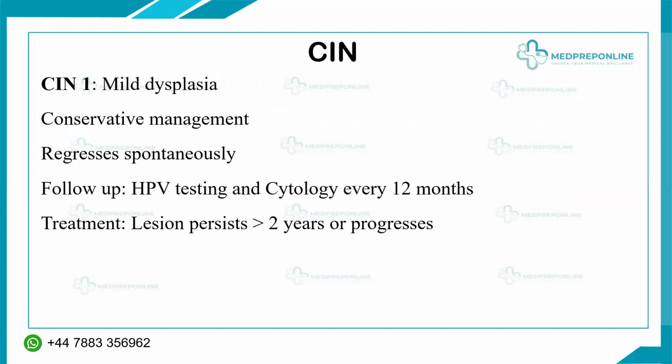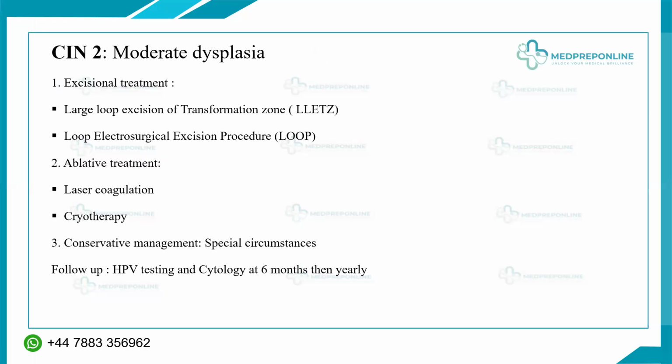But you have to follow up the patient by doing both a high-risk HPV testing as well as cytology every 12 months. And you treat if the lesion is persisting for more than 2 years. Just like we discussed, even after 2 years, if you're still getting a CIN1, you have to treat the patient, or if the grade increases from CIN1 to CIN2.